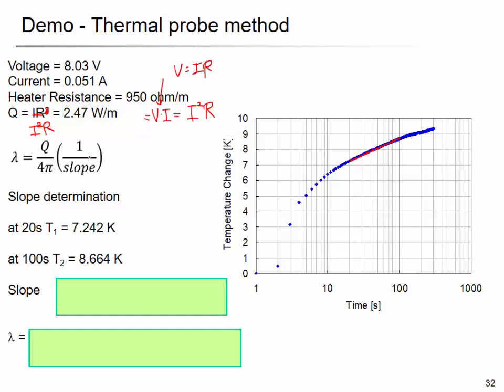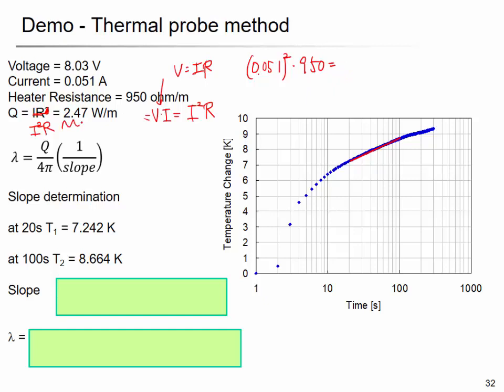Do you have this number? I squared R, does it give you the same number? I may be wrong. So 0.051 squared times 950. How much do you get? No, 2.47 watts per meter. Do you get the same number?